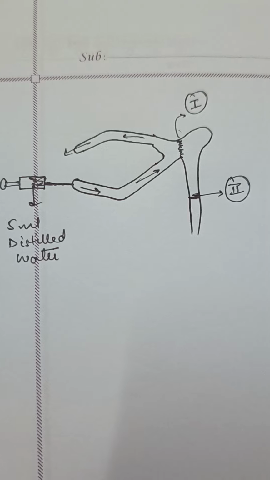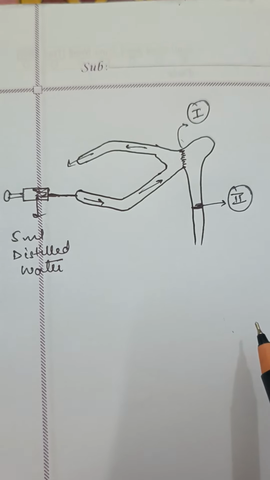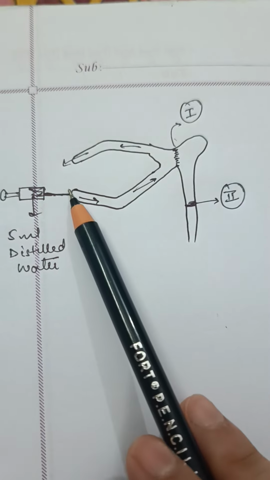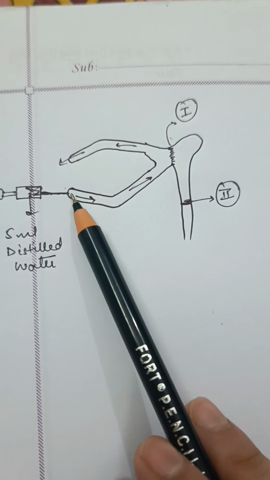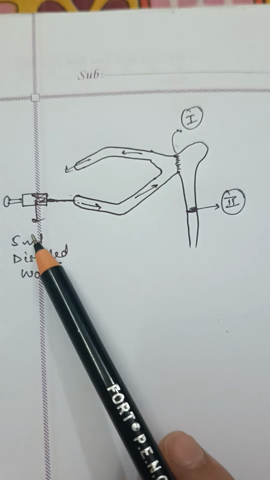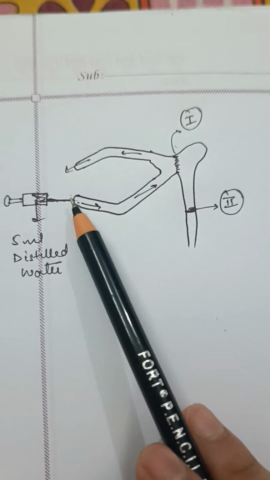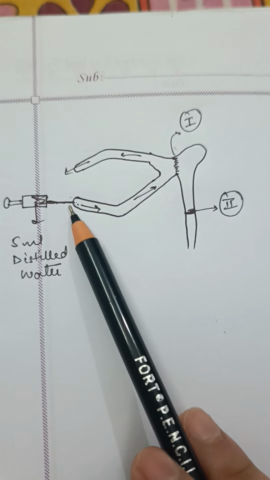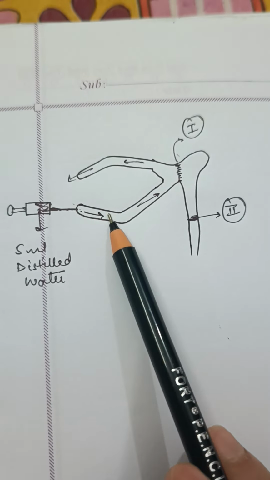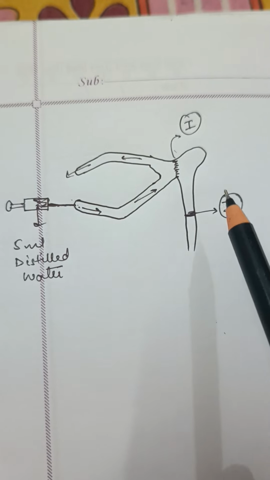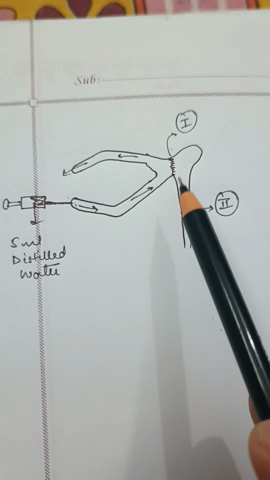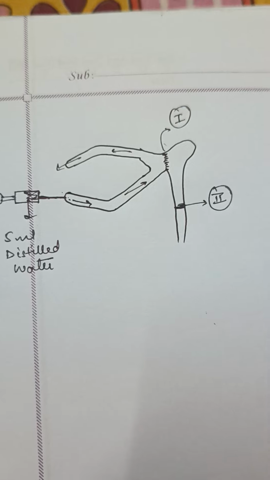Then with a punctum dilator we will dilate the lower puncta. Then we will take the syringe containing 5 ml of distilled water and inject it, and see whether the patency of the nasolacrimal duct and the lacrimal apparatus is present or not.